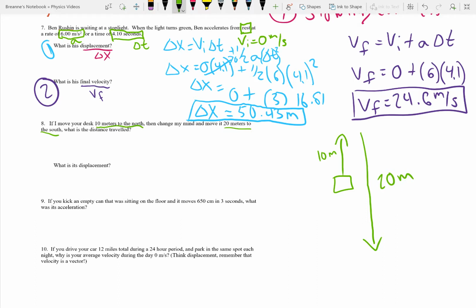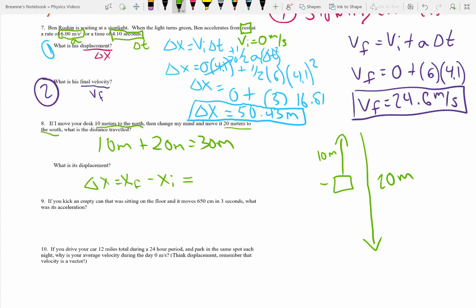Now remember, these are not position. Your displacement equation is final position minus initial position. But for distance, you just add them up. So it'd be 10 meters plus 20 meters, which gives you 30 meters. Don't worry about direction because distance is a scalar. It doesn't have direction.